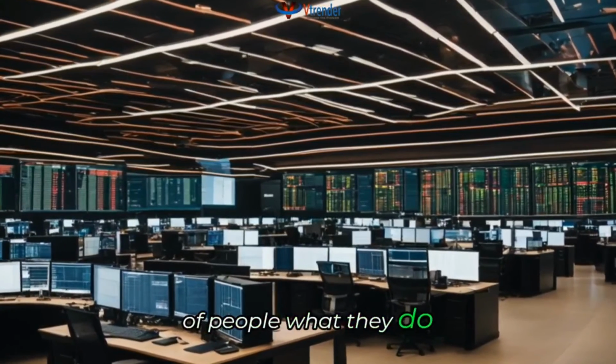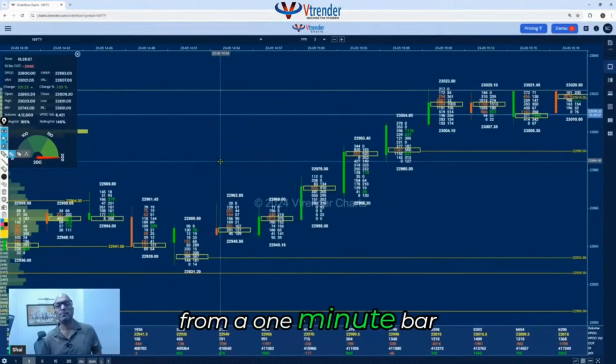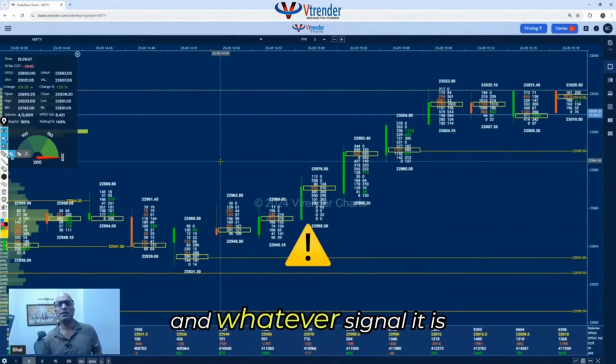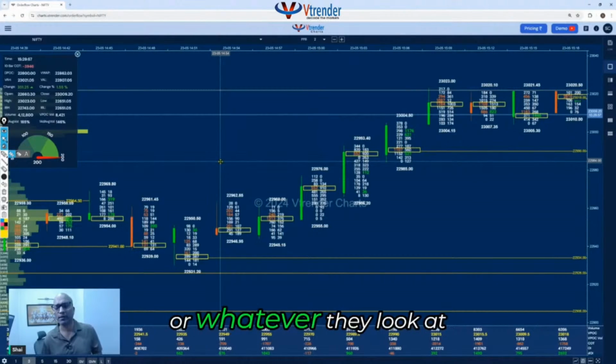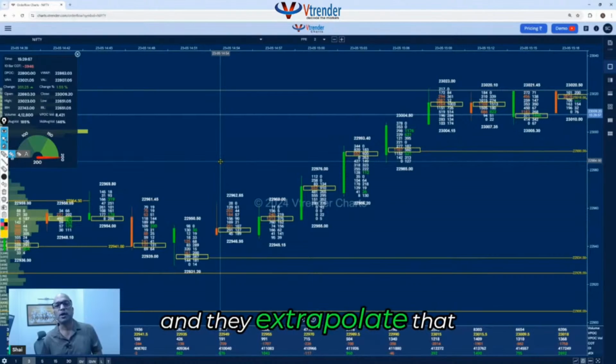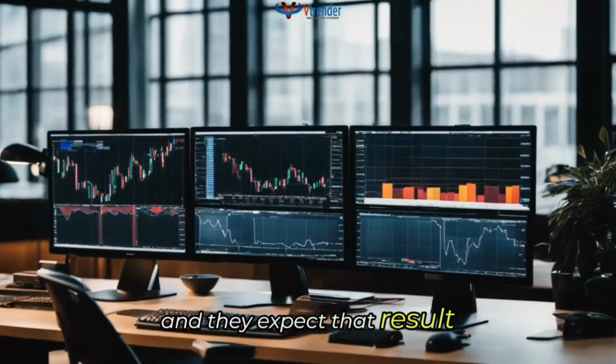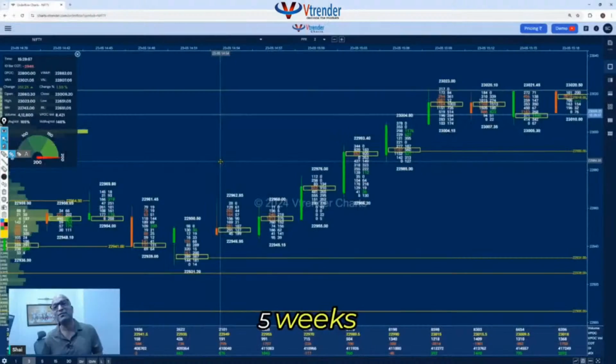A lot of people take a signal from a 1-minute bar, whatever signal it is, a moving average crossover or an RSI or a MACD or whatever, and they extrapolate that and expect that result over the next 5 days, 5 weeks, 5 months, and 5 years also, right? There's nothing like that ever in markets.